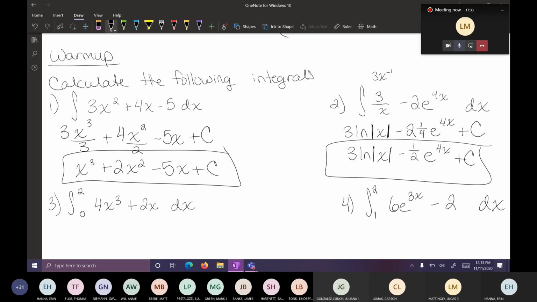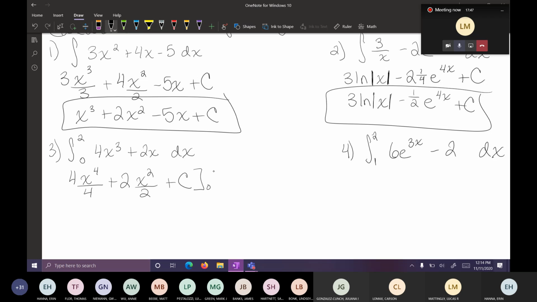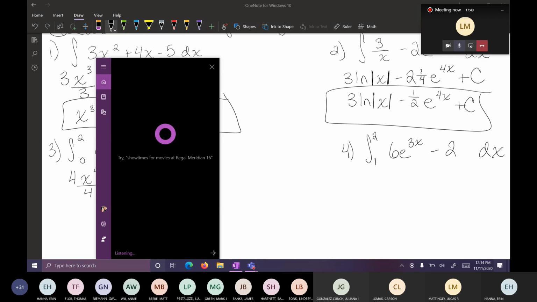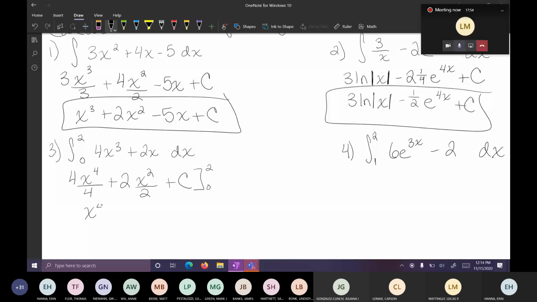So for the definite ones, remember, we start by finding the antiderivative first. The 4 comes along for the ride, add 1 to the power, divide by the new power. The 2 comes along for the ride, add 1 to the power, divide by the new power, plus c. But we're going to have to include our bounds. So let me clean this up a little bit first. X to the 4th plus x squared plus c from 0 to 2.